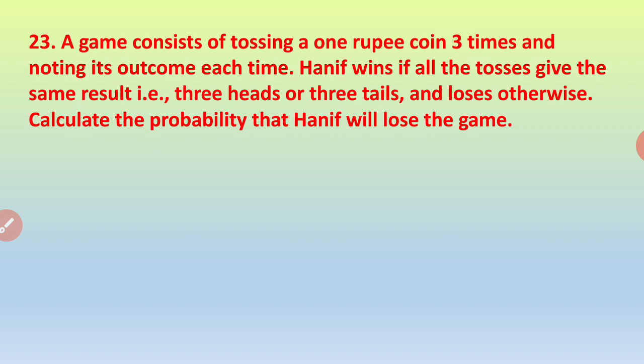A game consists of tossing a 1 rupee coin 3 times. So there is one 1 rupee coin which is being tossed 3 times. This is equivalent to tossing 3 coins together once. So I repeat, tossing 1 coin 3 times or tossing 3 coins 1 time is similar. We get a similar outcome. Hanif wins if all the tosses give the same result, that is 3 heads or 3 tails, and loses otherwise. Calculate the probability that Hanif will lose the game.